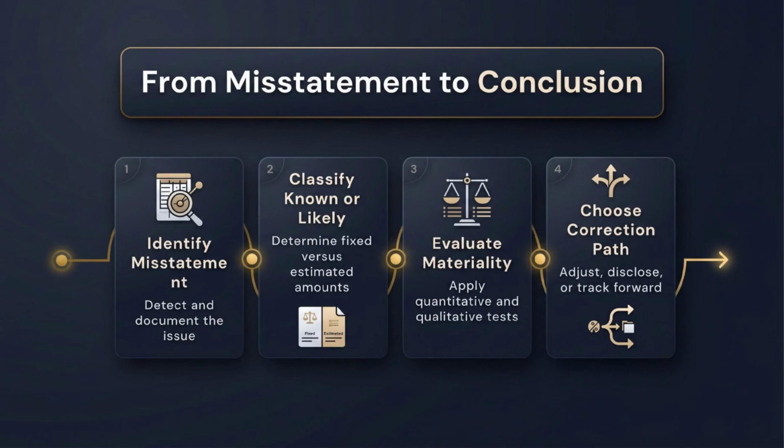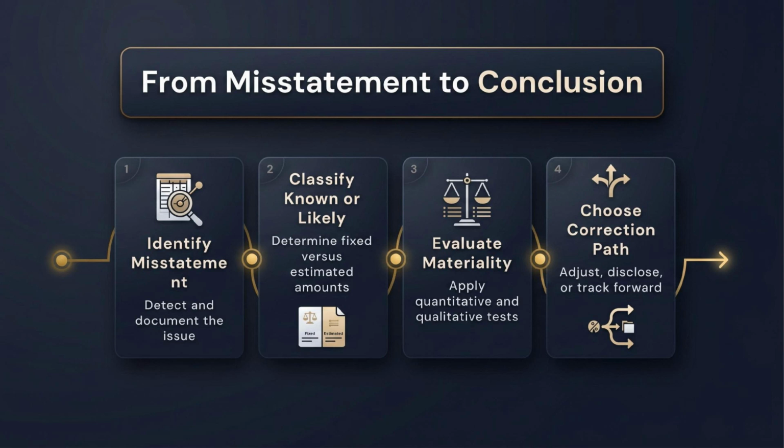First, identify the misstatement and document the issue. Second, classify it as known or likely. Known means the amount is specifically determinable. Likely means the amount is estimated through judgment differences or sampling projection. Third, evaluate materiality using both quantitative and qualitative factors. Fourth, choose the correction path, adjust, disclose, restate, or track forward depending on the facts.